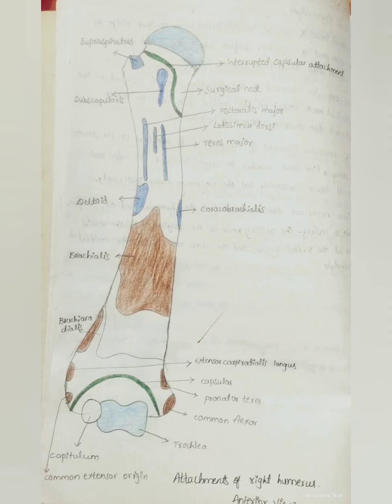Next, the capsular ligament of the elbow joint is attached to the lower end along a line that reaches the upper limits of the radial and coronoid fossa anteriorly and the olecranon fossa posteriorly.